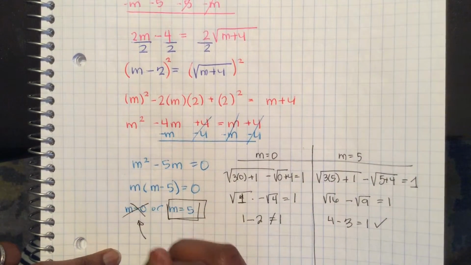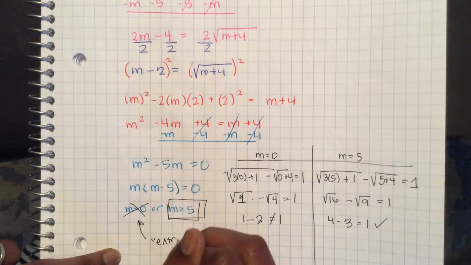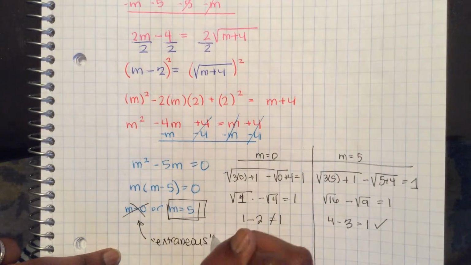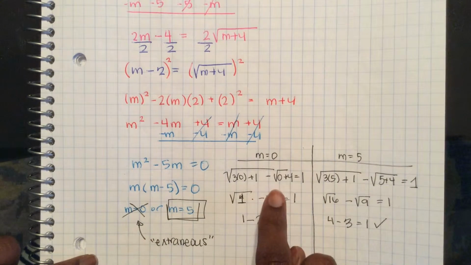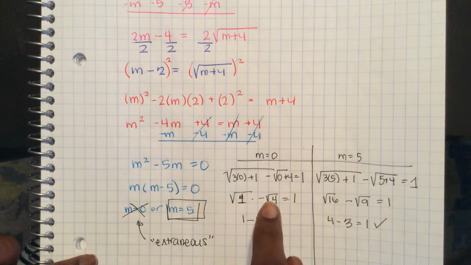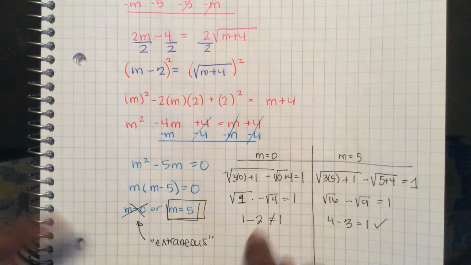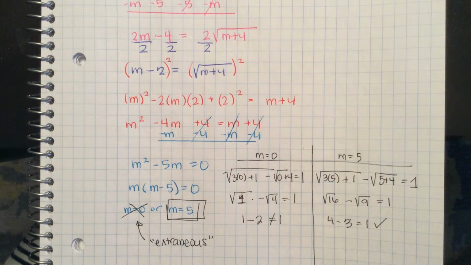This one is called extraneous, which means it was a solution that when we plugged it in, did not work out. So it is not a final solution to the overall problem. Let's try one more like this together because I know these are the most elaborate.